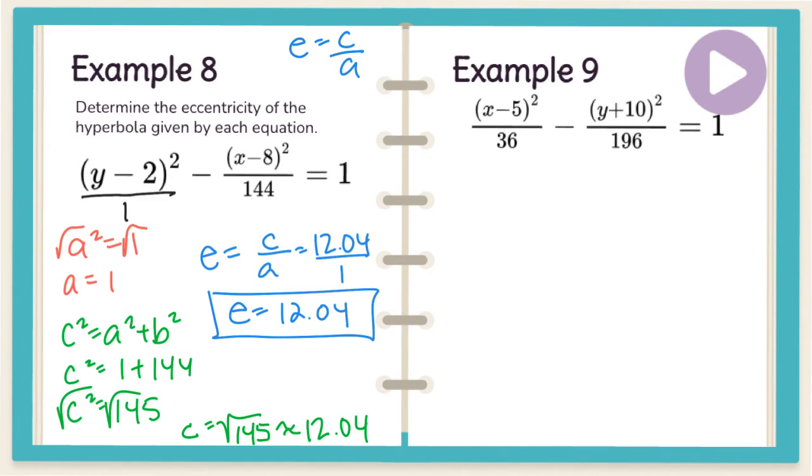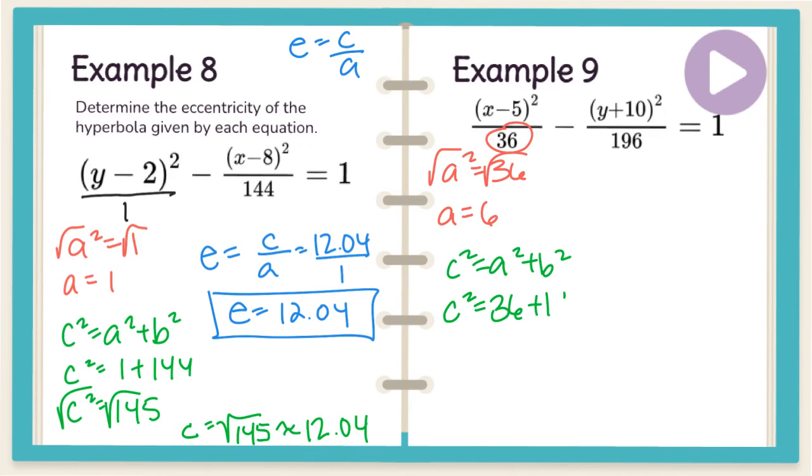Example 9. So here we need to begin once again with A. A squared equals 36. Square root both sides. A equals 6. We can see that C squared equals A squared plus B squared. So C squared equals 36 plus 196. C squared equals 232. Square root both sides.